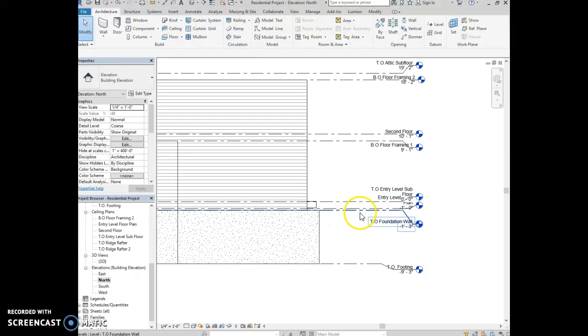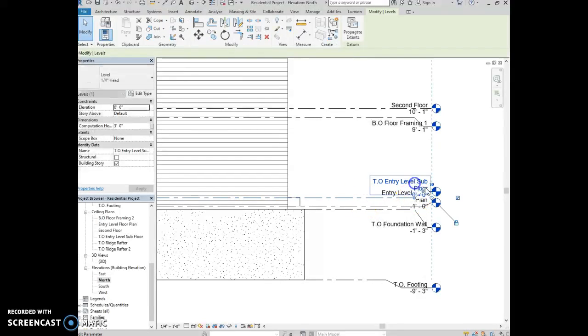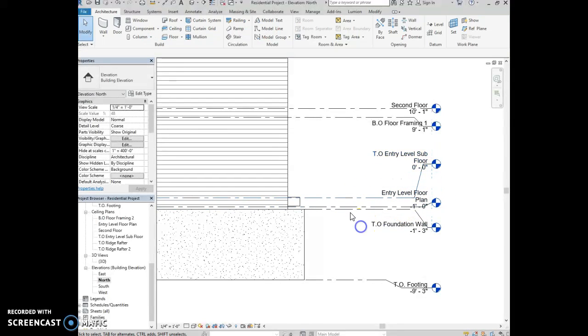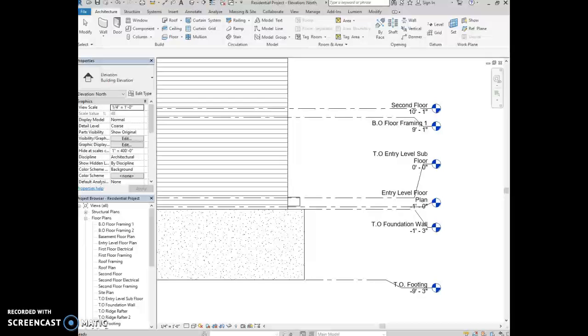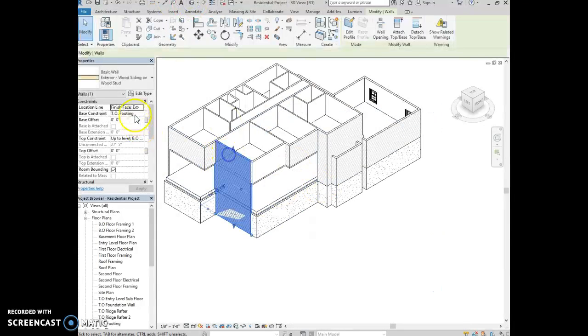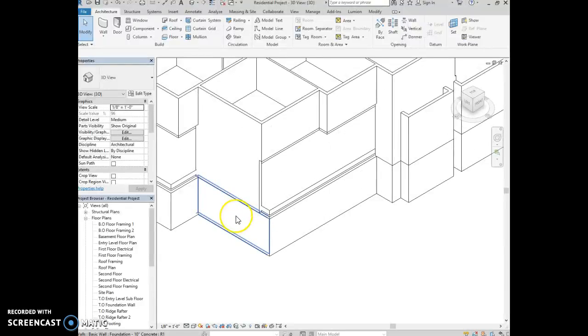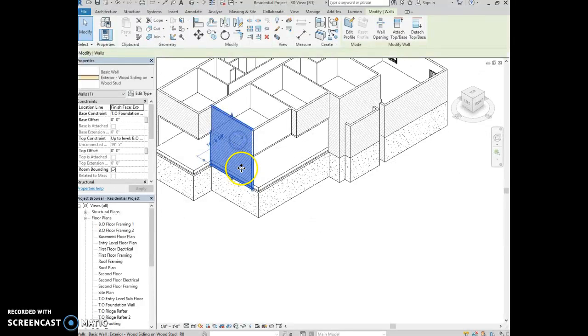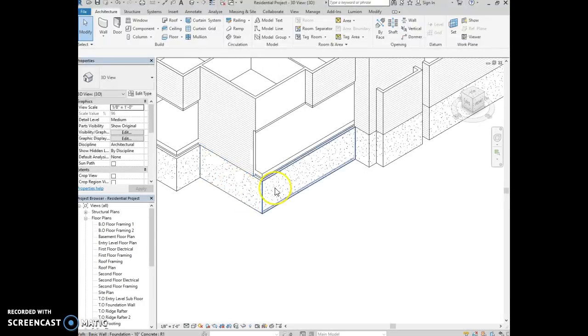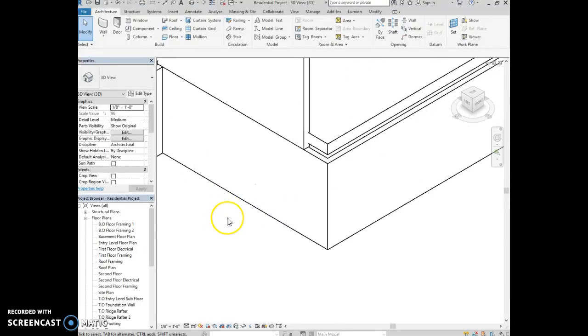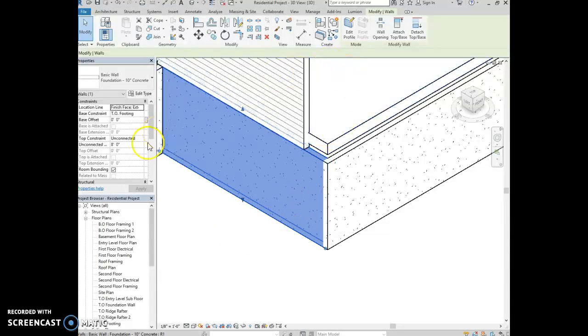Your walls are actually starting at, it's hard to read these levels. It looks like they're starting at something called top of foundation wall. So I would think that if you go back to 3D, this might want to be top of foundation wall. There we go. And then maybe your top constraint wants to change. Maybe it's not supposed to be quite as high there, I'm not positive. But it just appears that you need to change those top and bottom constraints. Otherwise, your foundation looks good. It looks like it's in alignment.